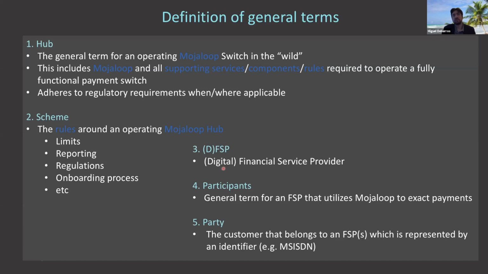We also have FSPs, or DFSPs, which is a financial service provider. So those are basically the participants that are part of the Mojaloop switch that are executing the payments. And we also have parties, which are the customers of those FSPs. And each party is represented by some kind of identifier, for example, an MSISDN or an account number or even an alias, etc. And of course, a party could be just a customer on the street, or you could even think of a party as potentially even a merchant.